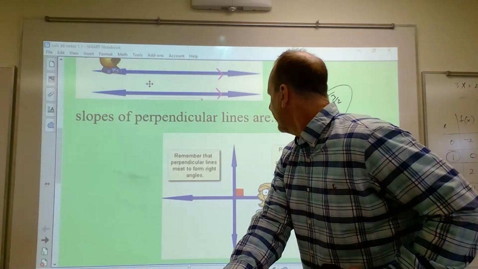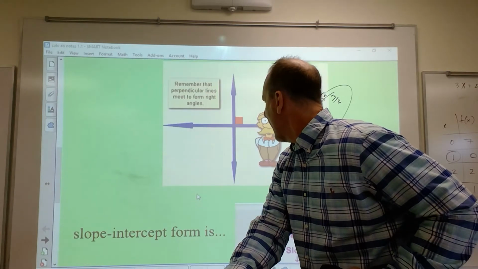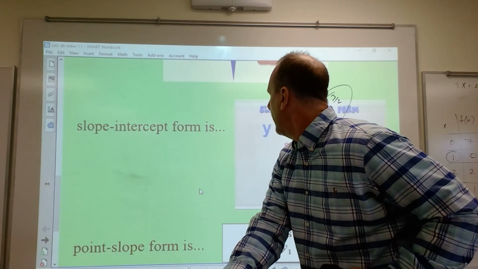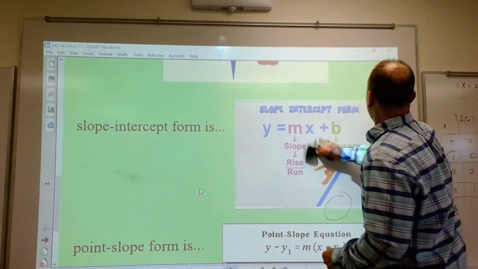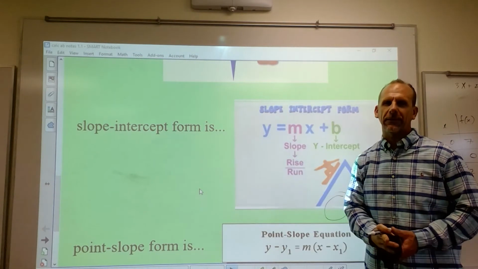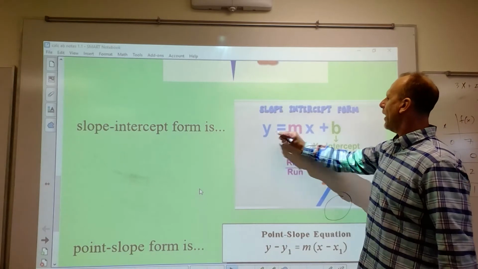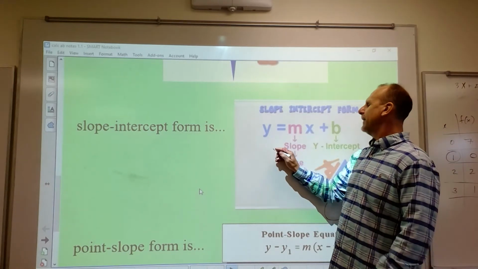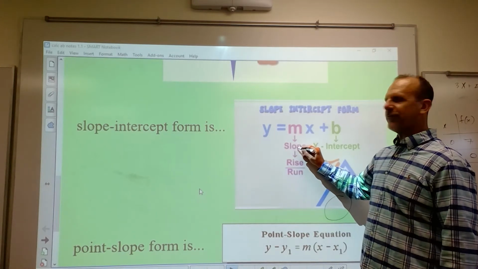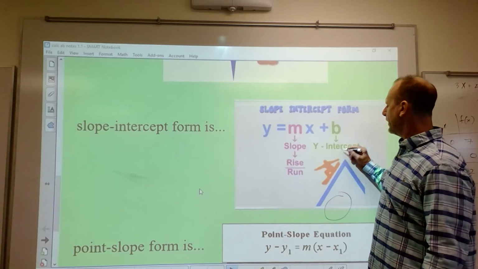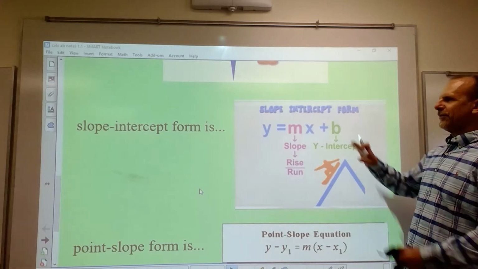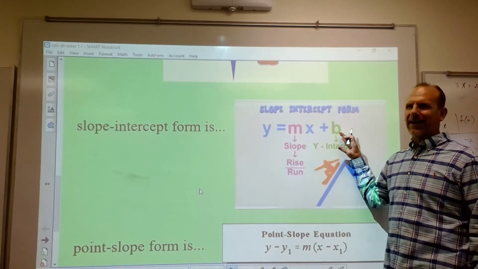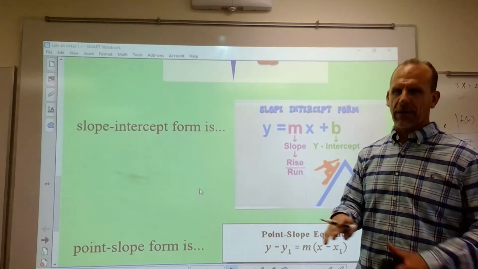All right, next. Slope-intercept form. You need to know what slope-intercept form is. Probably learned it a long, long time ago. y equals mx plus b. m is slope, what we just talked about, rise over run, and b is the y-intercept. This is used, but not as used as the next one.